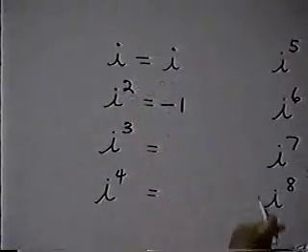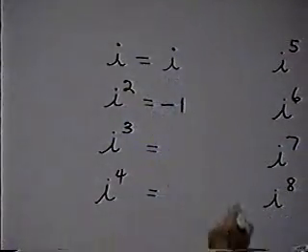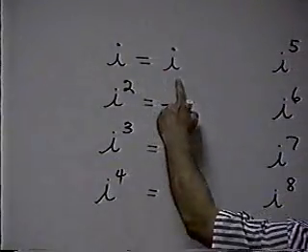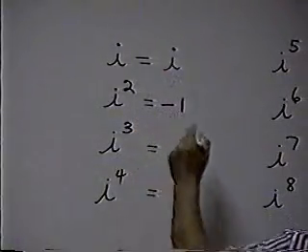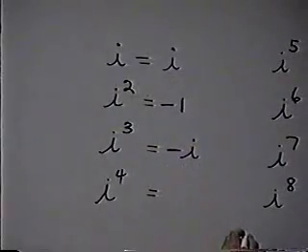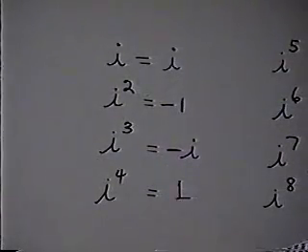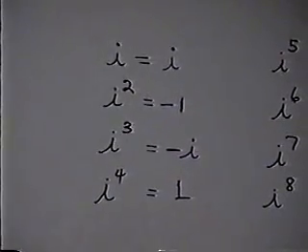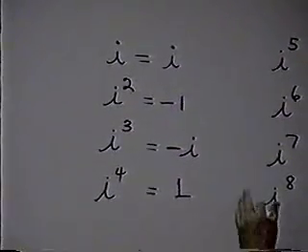I just want you to know this. I is equal to i. I squared is equal to minus 1. I cubed is equal to minus i. And i to the fourth is equal to plus 1. Memorize those four. Now, I want to show you some reasoning behind them, but still just memorize.